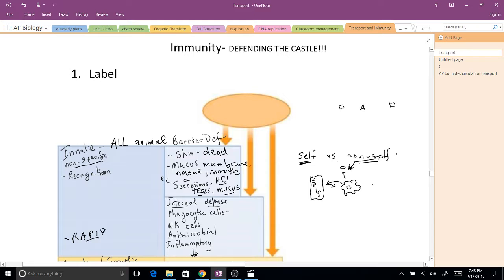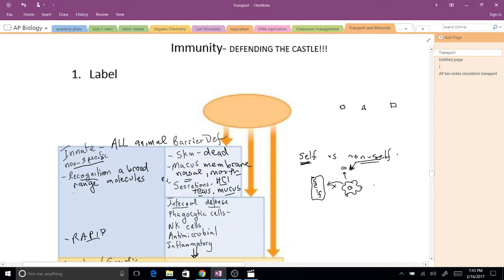So, how does this happen? Well, we're going to be able to do that by recognizing a broad range of molecules. And the broad range of molecules would include things like double-stranded RNA, maybe from a virus, maybe a part of a lipid membrane of a bacteria. And these are all things that all animal cells should be able to recognize as non-self. So innate is something that all animals share.